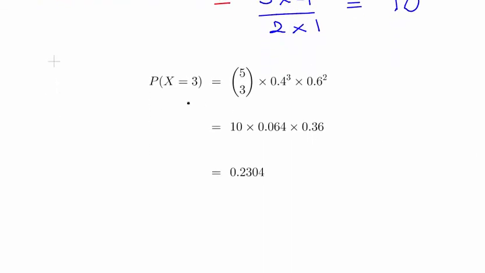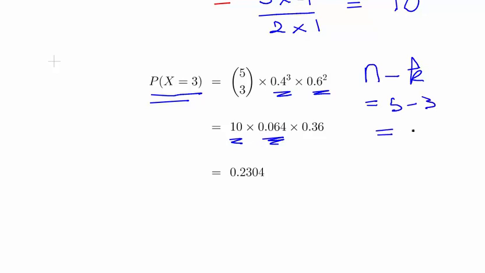Okay, so here we are. This is the final stretch. Probability of X equal to 3 equals 5 choose 3, which is 10, times 0.4 to the power of 3, that's 0.064, and 0.6, which is 1 minus p, to the power of n minus k, the number of failures. 5 minus 3 is equal to 2, and that's 0.36. So that's a little bit of calculator work, and you should get 0.2304. So the probability is just slightly less than a quarter.